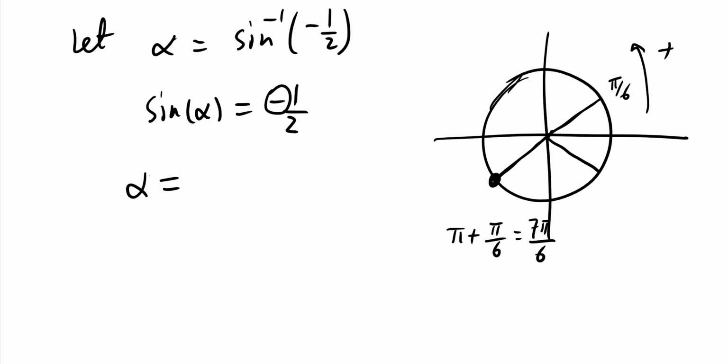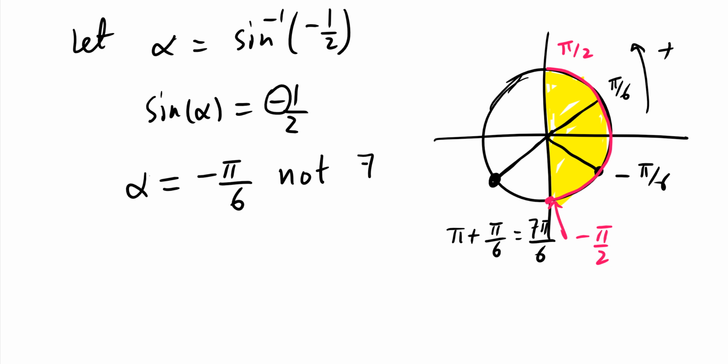And the other one would be here. That's negative pi over 6. So for the values of sine inverse, the y values have to fall somewhere here, from negative pi over 2 all the way to pi over 2. All the values you obtain must fall within that shaded region. So in this case, alpha must be negative pi over 6, not 7 pi over 6, because 7 pi over 6 doesn't fulfill the condition of falling between negative pi over 2 and pi over 2 inclusive.